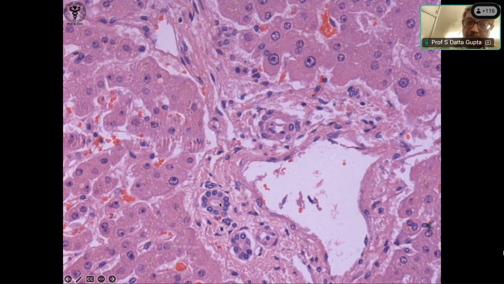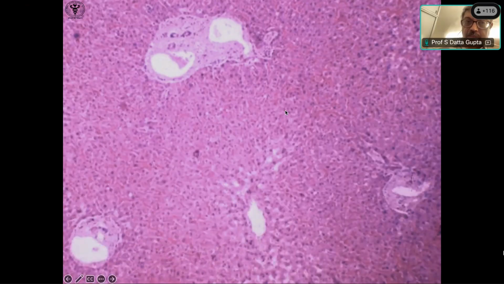There's a fine brush border if you see here, and there's the artery with endothelial cell. This is an artery here. Here we don't see a bile duct, you have to take more sections, right?